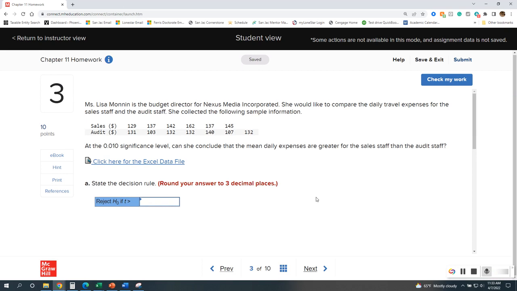Okay, so that would mean our hypothesis would have it where daily expenses for the sales staff are greater, so that'd be the greater side, than the auditing. Okay.